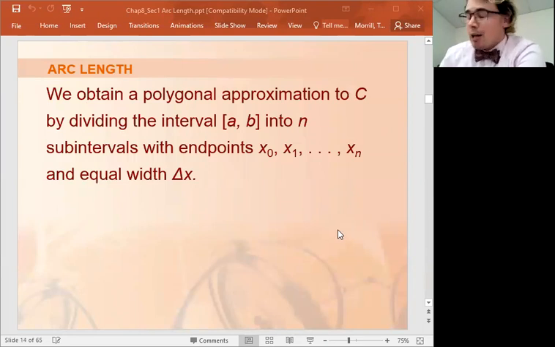Well, this should, again, feel familiar. We're going to divide the interval from a to b into n different pieces. The endpoints are going to be x0, x1, x2, and so on up to xn. And let's keep them all the same width apart. We'll call that width delta x.